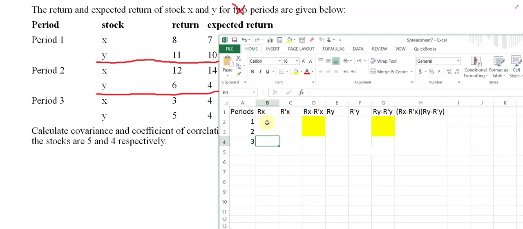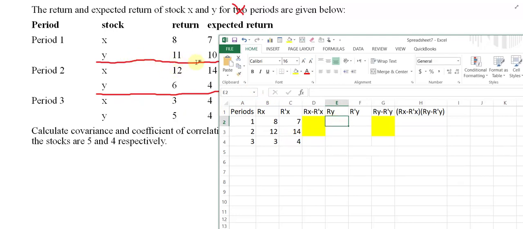Mention the return of X. For the first period, it is 8. For the second period, it is 12. For the third period, it is just 3. Now the expected return of X. For the first period, it is equal to 7. For the second period, it is 14. And for the third period, it is just 4.